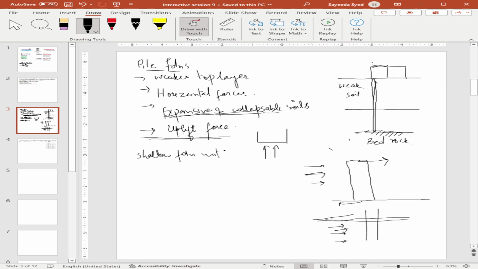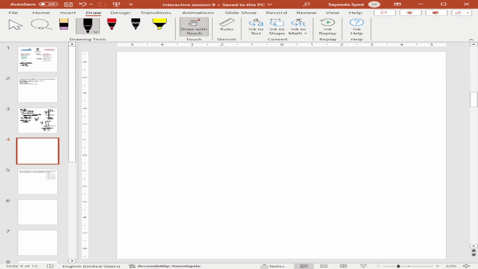You have gone over the classification of piles and the types of piles in class. We will not discuss that, not even pile driving. Just briefly, we will discuss the mechanism of pile load transfer so that we can tackle these questions ahead.